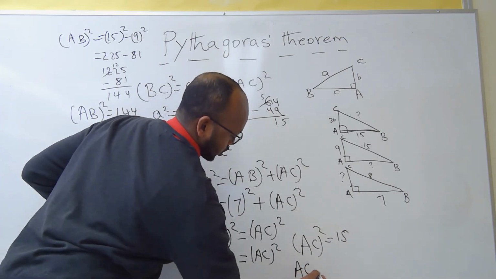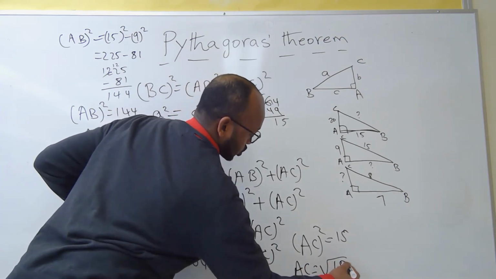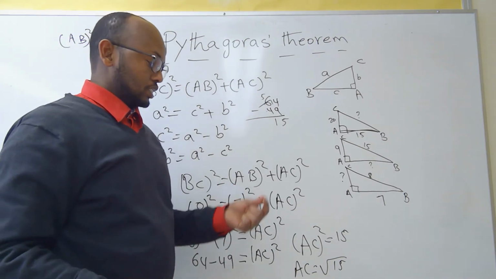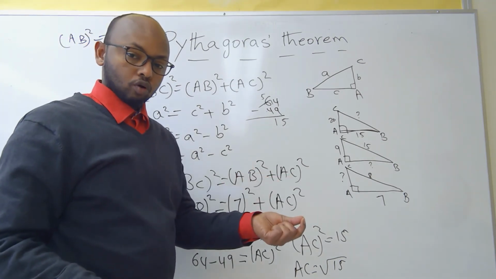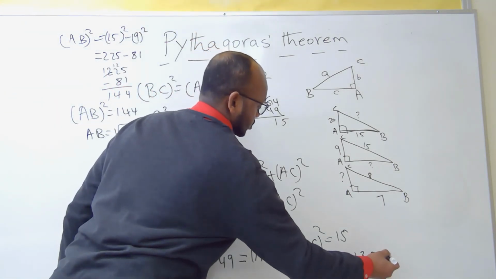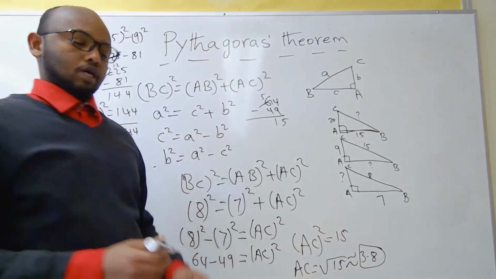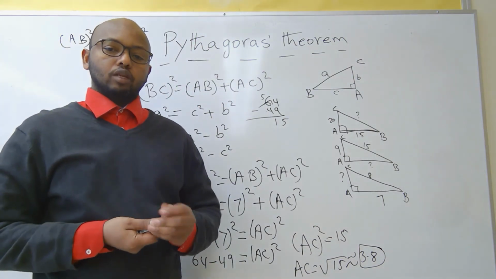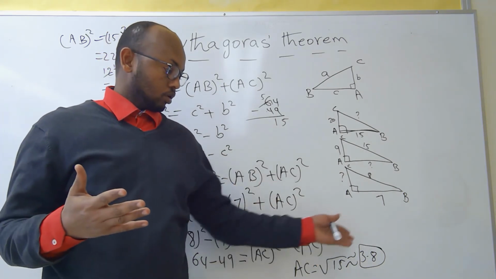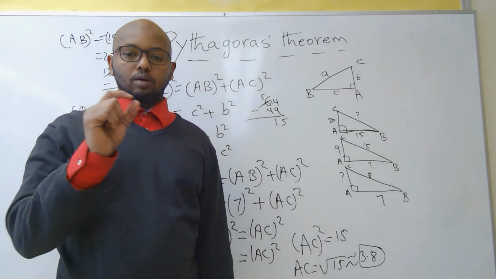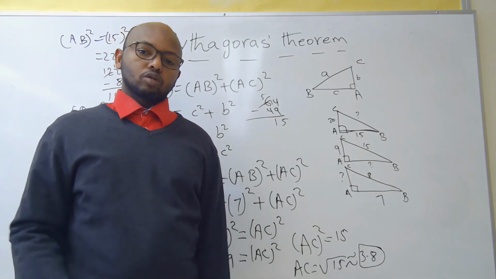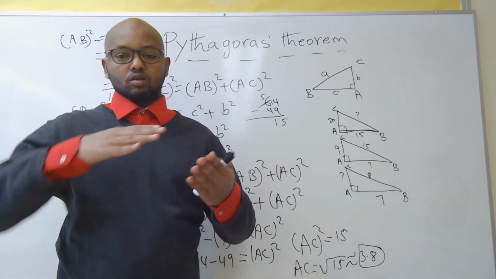AC is equal to the square root of 15, which is not a perfect square, but it's close to 16, whose square root is 4. So this is close to 3.8. When you use a calculator, you will get it, but because it's close to 16, which is 4, but it's not 4, we have to get approximately 3.8, 3.9, 3.7. It's approximate like this, higher than 3.5.